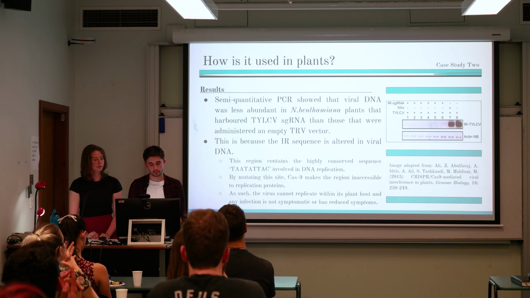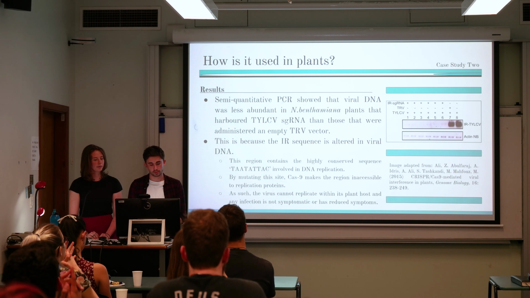So this is because the intergenic sequence was altered in the viral DNA. This region contains the highly conserved sequence involved in DNA replication. By mutating this site, the Cas9 makes it inaccessible to the replication proteins. As such, the virus cannot replicate when within its plant host, and any infection is asymptomatic.